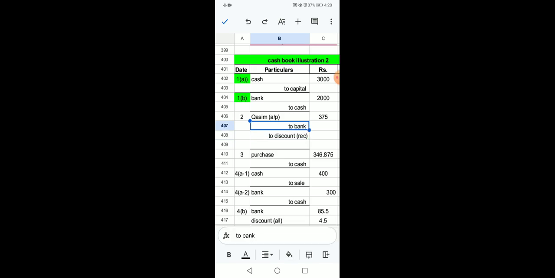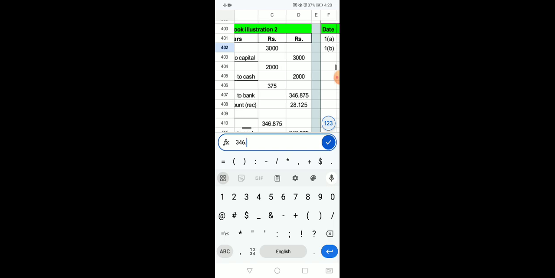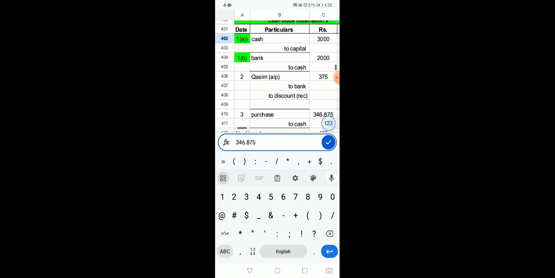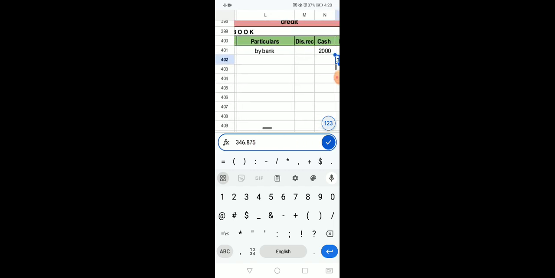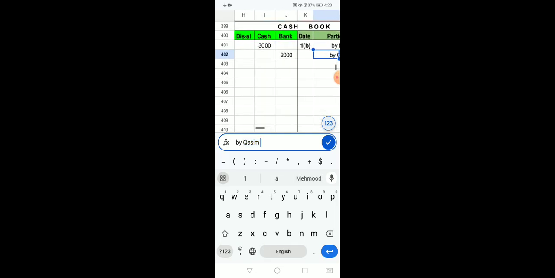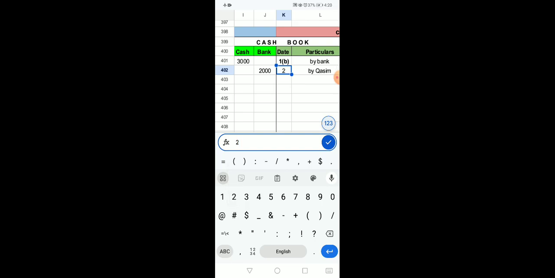First step is to see bank. Bank is credited by 346. We will go to the bank side and write the amount, which is 346, but decimals are also present, which is 875. 346.875 amount has been written. Now see its reference. On the opposite side of bank you will see Qasim is written over there. You will write "by Qasim" here, and now see the date, which is 2. So you will mention the date in the date column.